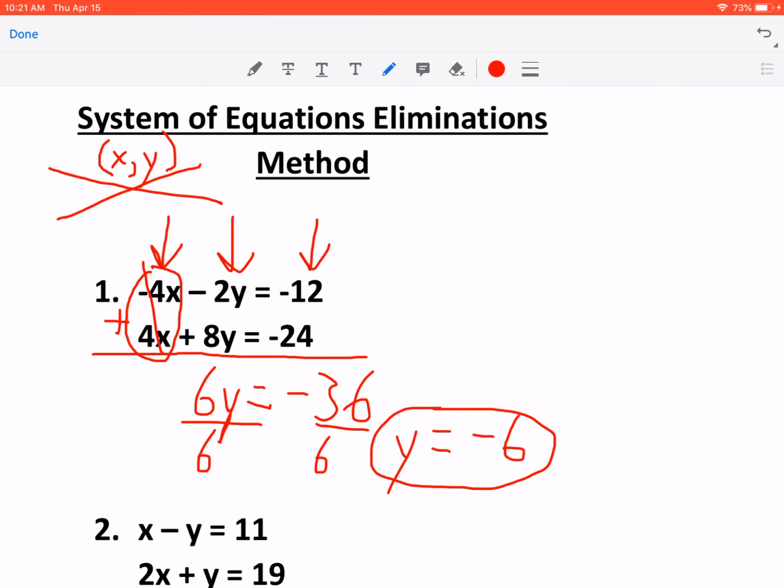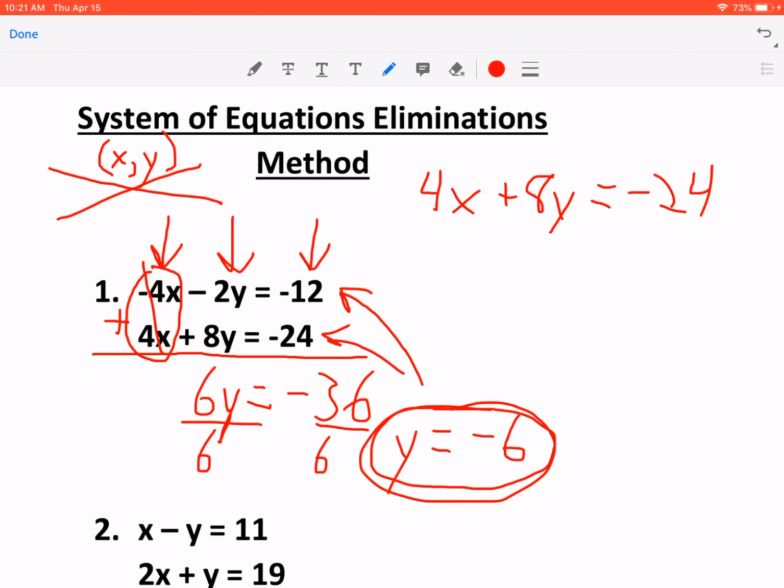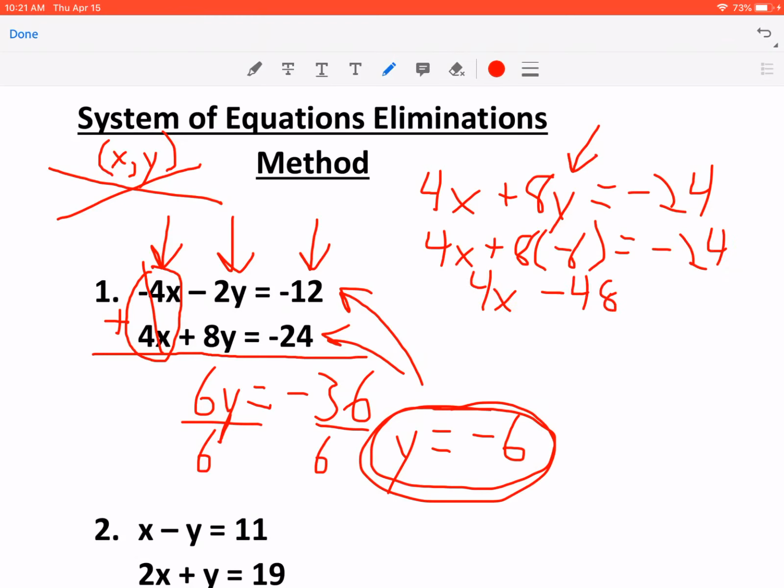How could I solve for the x coordinate? Plug it back in. You can either plug it into the first one or the second one. It does not matter. I would choose the second one because there's less negatives, which is less of a chance for a mistake. So if I rewrite the second one, it was 4x plus 8y equals negative 24. I'm simply going to plug in the negative 6 right here for y. So it's 4x plus 8 times negative 6 equals negative 24. 4x, what's 8 times negative 6? Minus 48 equals negative 24. How do you get rid of a minus 48? Plus 48. Add it to both sides.